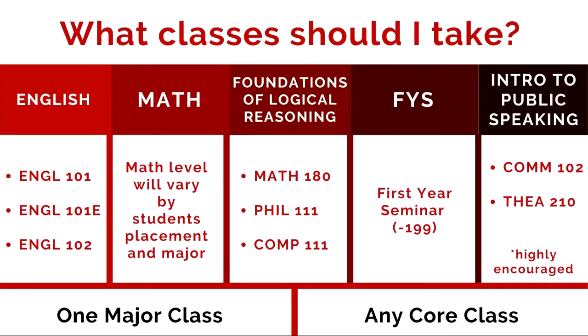Now, speaking of classes, you might be asking yourself, what classes should I be taking? Within your first 2 semesters at Bridgewater, we recommend taking some first year requirements. First year requirements include an English, math, foundation of logical reasoning, first year seminar, intro to public speaking, like we looked up, and try to take classes for your major. But like I said, if you are undecided, there are plenty of other core classes that you can take to fulfill different classes. Another question you might be having is what specific English class, or what math class, or even what foundations of logical reasoning?